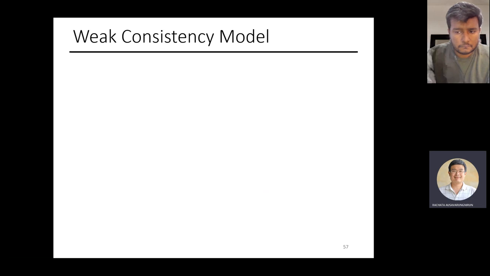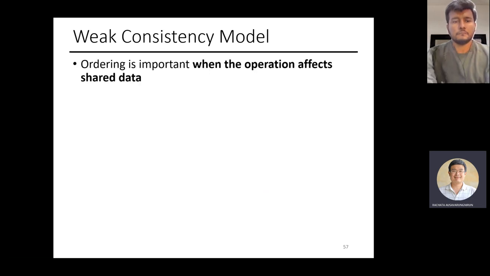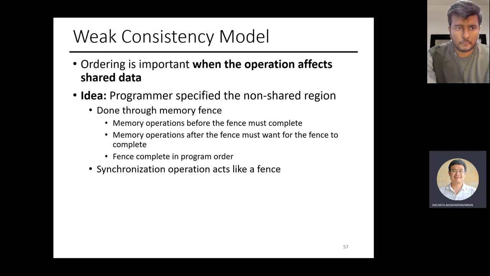So what do I mean by weak consistency model? Weak consistency model means that ordering is important when the operation affects the shared data. The idea behind the weak consistency model is that the programmer specifies the non-shared data. Parts that are not shared can be marked by different memory fences. So this is the fence, and this is the fence. Things that happen here have to happen before the first fence, and you have to ensure that is true. Then the fence completes, followed by things here. Complete, followed by things here.